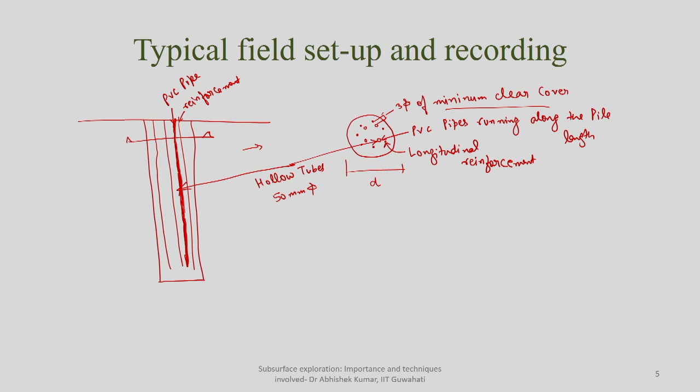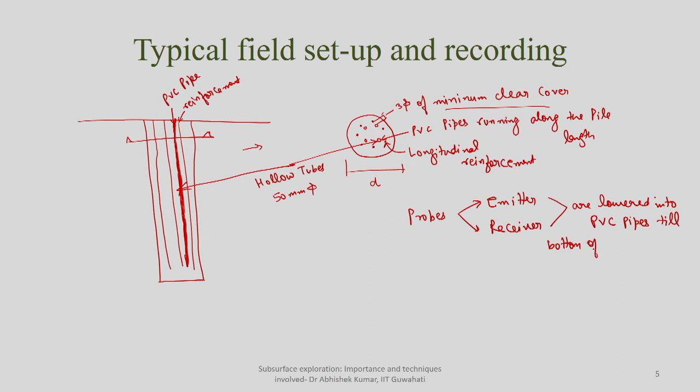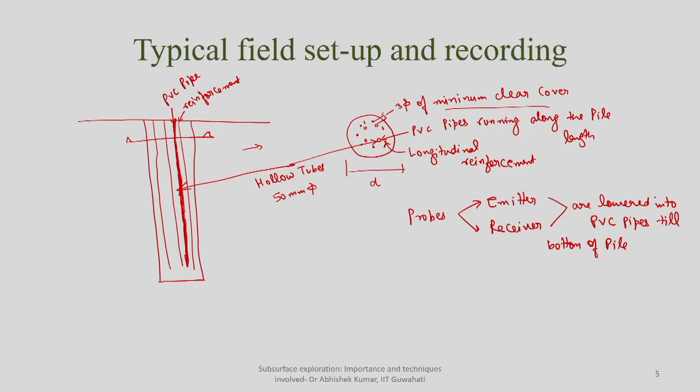So, the probes whatever I mentioned here, you can mention here as probes which are an emitter as well as a receiver, both lowered into PVC pipes. So, once you lower it into the PVC pipe till the bottom of the pile, now you have lowered, depending upon the cross section as I mentioned here. So, maybe you can number also here, maybe PVC pipe 1, 2, 3, 4 and so on.